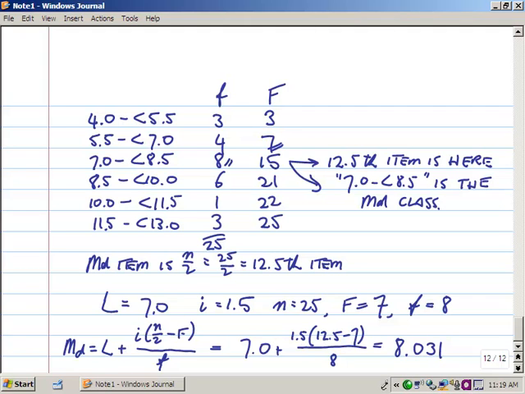Make sure that once you have your calculation for the median, in this case 8.031, make sure it's actually in the median class that you identified. So 8.031 is between 7 and 8.5. Alright, so we're good. So that's the calculation of the median.